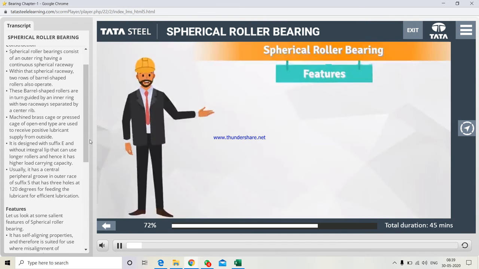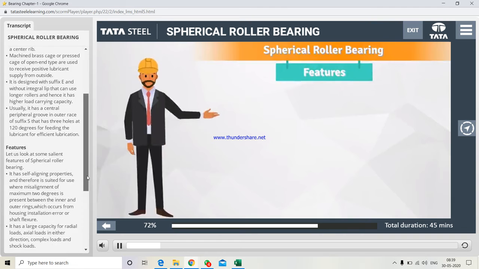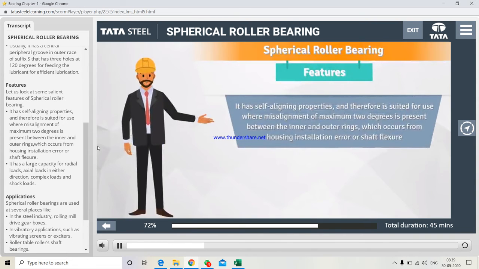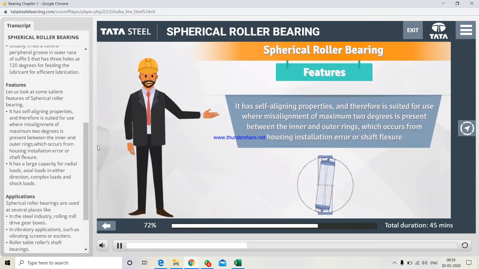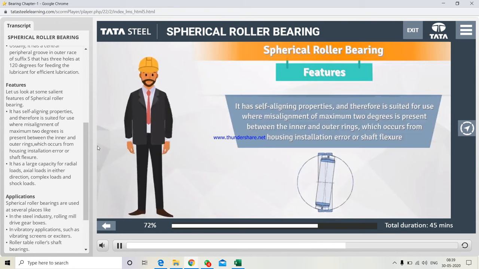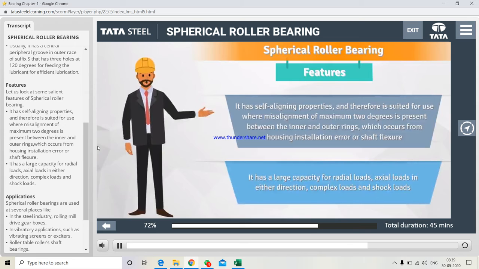Let us look at some salient features of spherical roller bearing. It has self-aligning properties and therefore is suited for use where misalignment of maximum 2 degrees is present between the inner and outer rings, which occurs from housing installation error or shaft flexure. It has a large capacity for radial loads, axial loads in either direction, complex loads and shock loads.